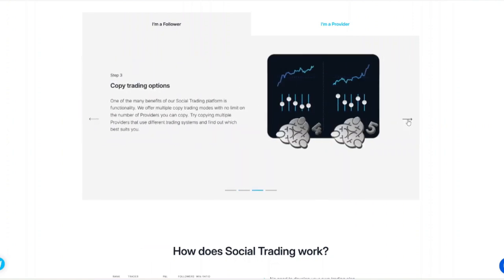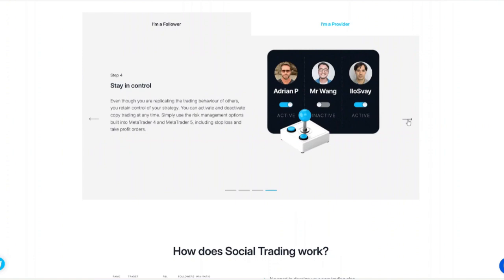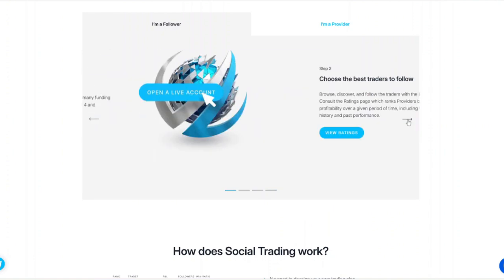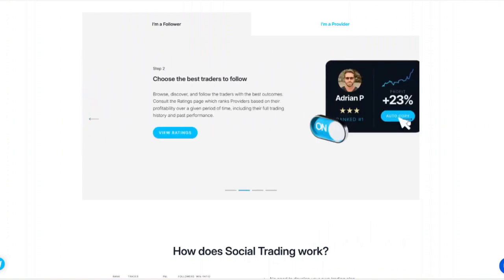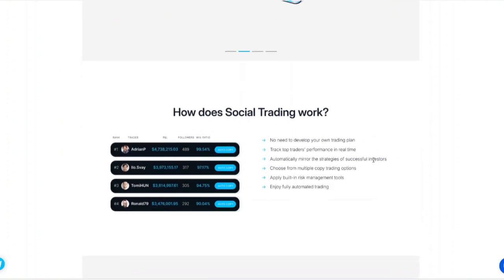Transparent performance tracking. FP Markets gives you detailed analytics on every strategy provider. You can see charts of their historical performance, equity curves, monthly returns, and risk levels. This transparency helps you make data-driven decisions rather than just following hype or high returns.